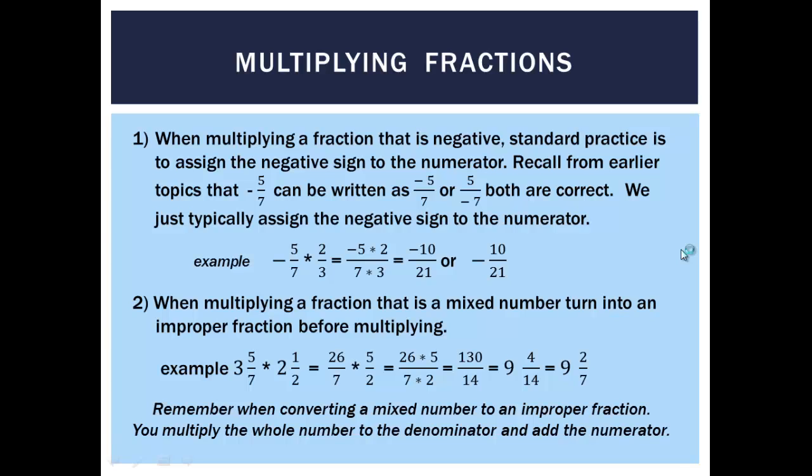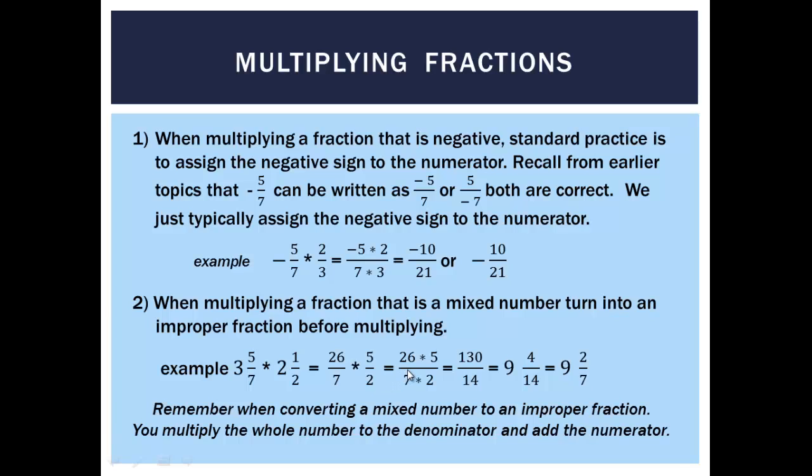When multiplying a fraction that is a mixed number, you need to turn that into an improper fraction before multiplying. So if we have 3 and 5/7 times 2 and 1/2, got to make those improper fractions. To do so, I take 3 times 7 and I'm going to add 5. So 3 times 7 is 21, plus 5 is 26. So I put that in the numerator now and I keep the 7. Then I multiply 2 times 2 plus 1, and that gives me my 5/2.